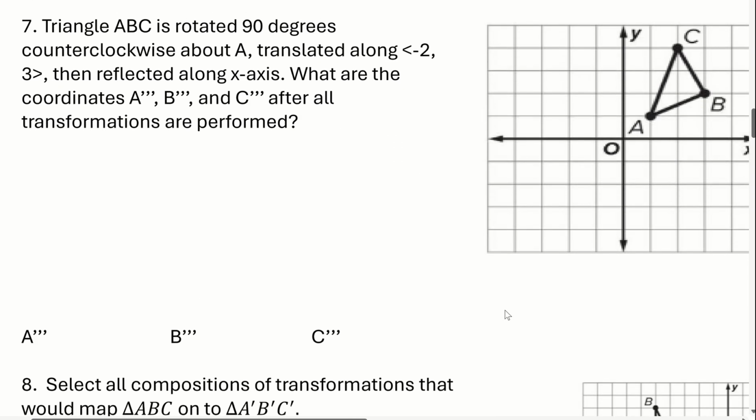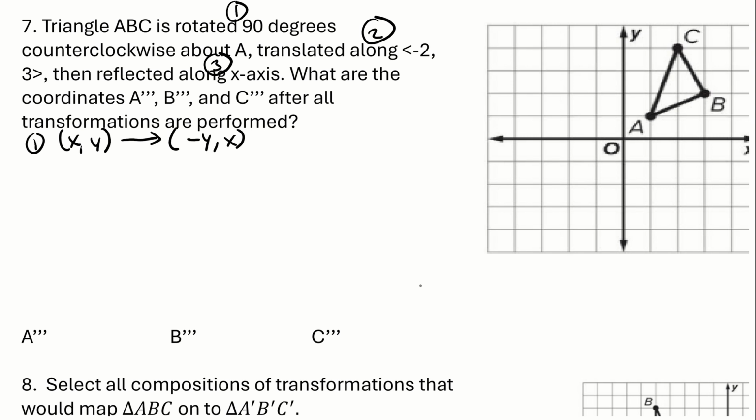All right, number 7. Triangle ABC is rotated 90 degrees counterclockwise about A. 90 degrees, so that's the first transformation. Translated, that's the second transformation. And then reflected along the x-axis, that's their third transformation. What are the coordinates? Let's write down the rules for the transformations. So the rule for rotating 90 degrees counterclockwise is (x, y) goes to (-y, x). The rule for translations, they give you the rule, it's (-2, 3).